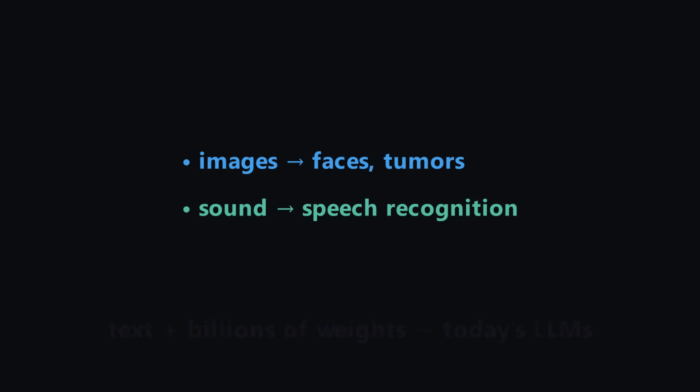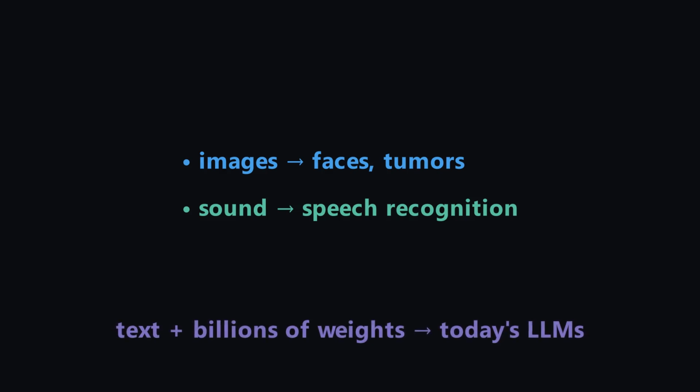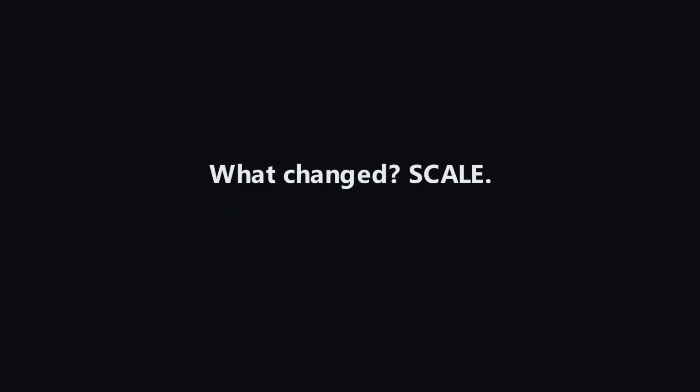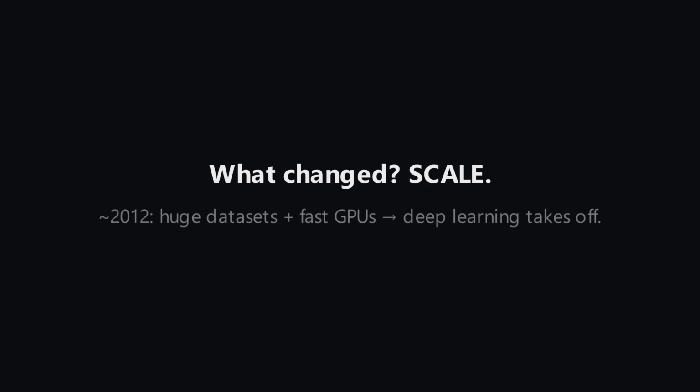Swap digit images for photographs, and you get systems that recognize faces and tumors. Swap them for sound, and you get speech recognition. Swap them for text, scale the network to billions of weights, and you get the large language models writing and answering today. Same engine, just more knobs and more data. What changed was scale. Around 2012, with enormous datasets and fast graphics chips, deep networks suddenly leapt past everything else, and the modern AI era began.